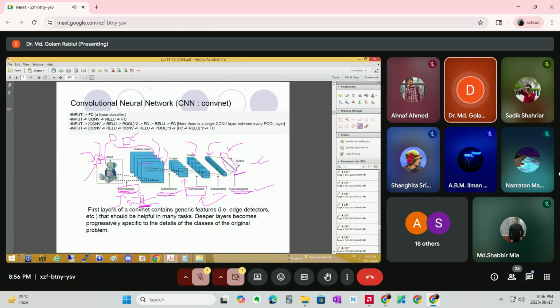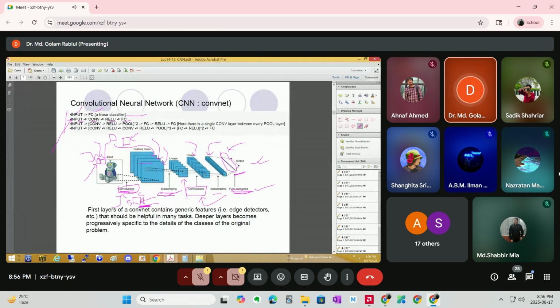So we can see several convolutional neural network designs. One can consider just the neural network, like input and fully connected. That means input layer and the fully connected layer is just a neural network. This is a classifier. And now this is the first convolutional neural network. Here we can see input, then convolutional, then ReLU, then FC. FC is fully connected, fully connected again, fully connected. It is just a neural network.